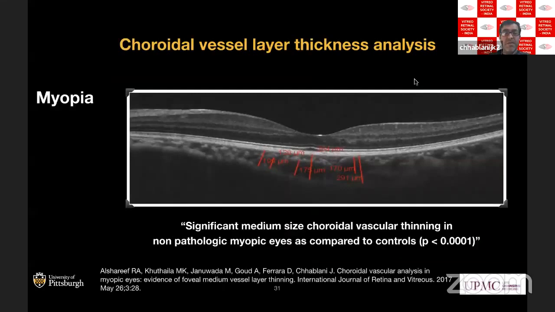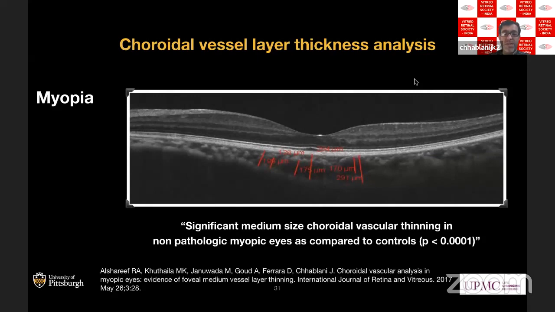And one more very interesting concept is that you can go ahead and measure the individual choroidal vessels. This is one of my papers from LVP, where we looked at the individual vessel layer in non-pathologic myopic patients with 20/20 vision, and we found that there is significantly greater medium-sized vessel thickness compared to their age-matched emmetropes.